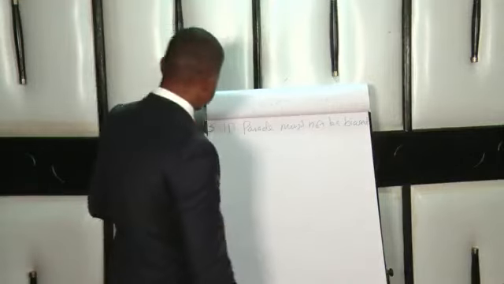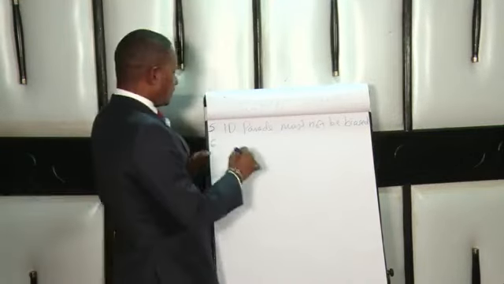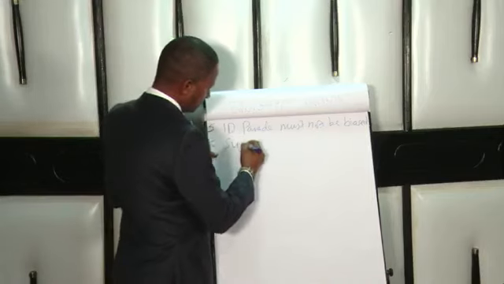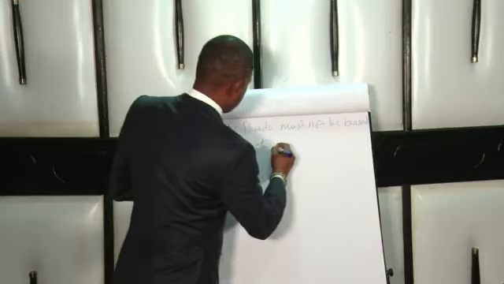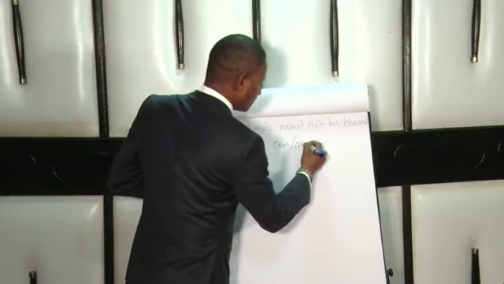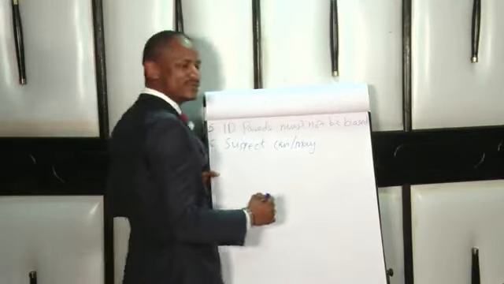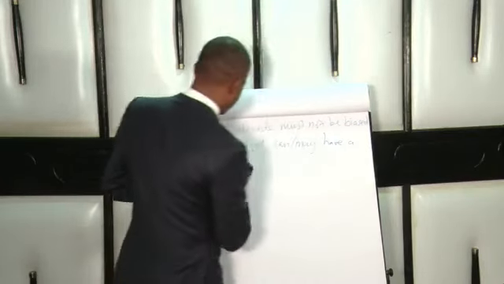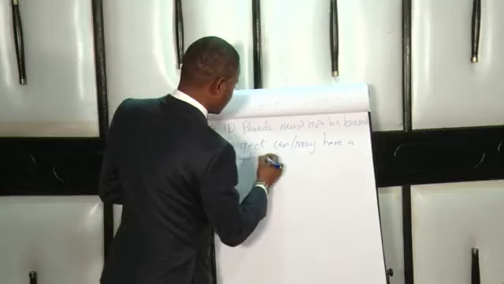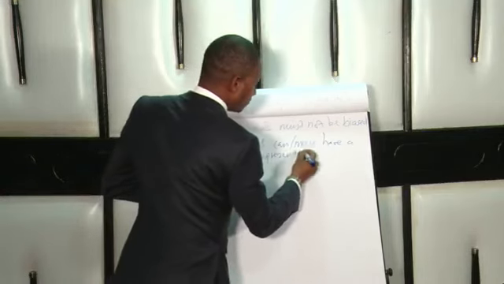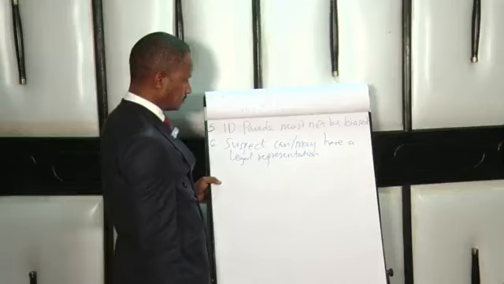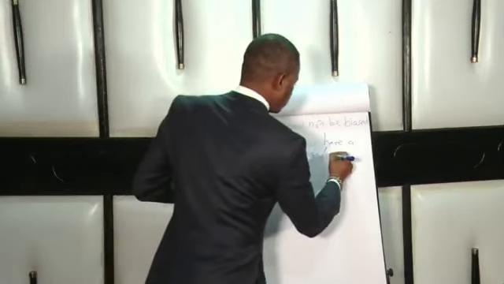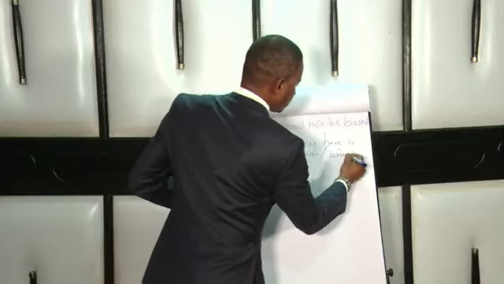Number 6, the suspect may have, or shall mandatorily, may have legal representation, or a person to witness the ID parade.